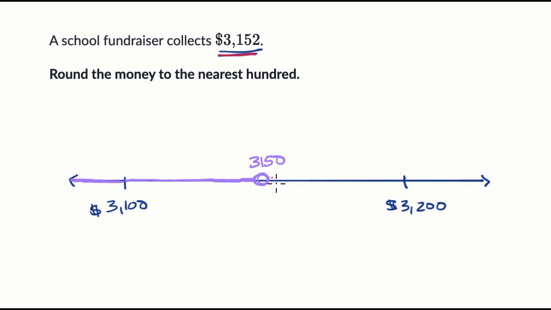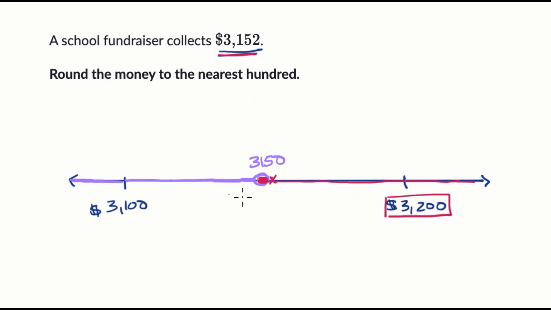Now this number is clearly larger than that. 3,152 is going to be like right over here. It's a little bit larger. So this one is going to be a little bit more than halfway from 3,100 to 3,200. And you could also see it's larger than 3,150. And we would round anything from 3,150 all the way to 3,200, almost to 3,250, but not quite 3,250. We would round that to 3,200. And so round the money to the nearest hundred, this would be 3,200.